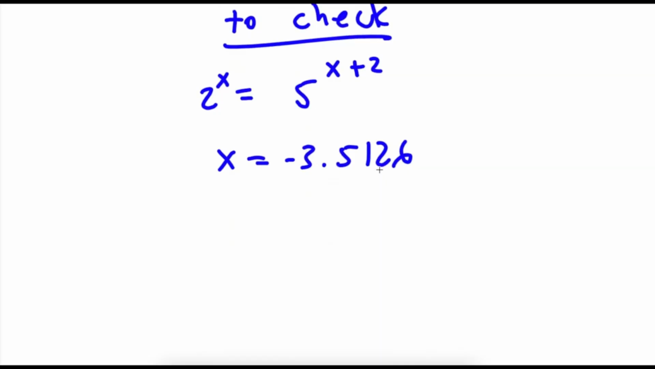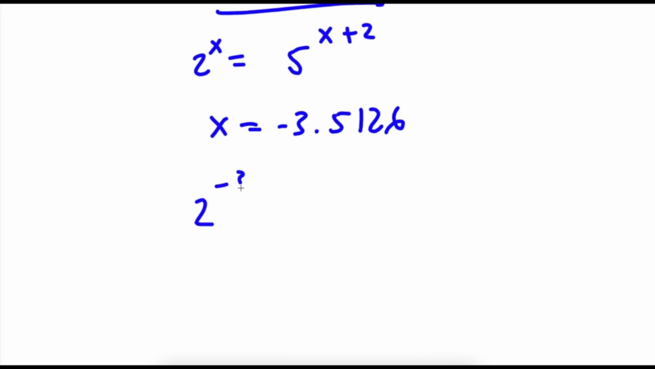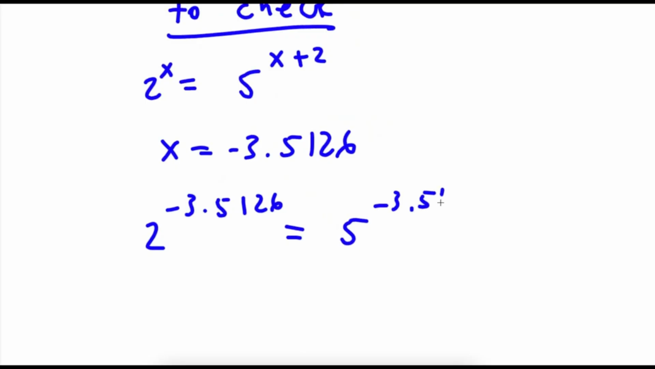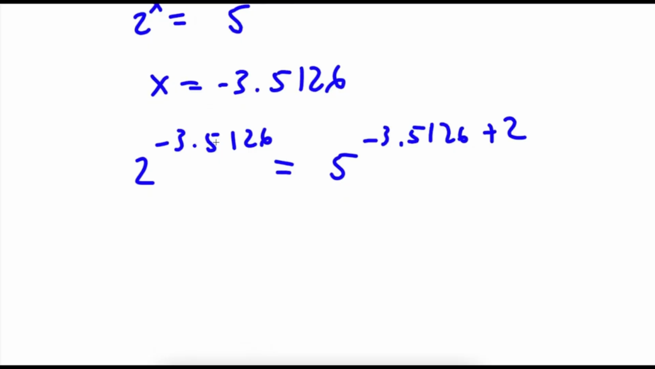So now I'm going to plug the value of x into our original equation. So now I have 2 to the power of negative 3.5126 is equal to 5 to the power of x plus 2, so 5 to the power of negative 3.5126 plus 2. Now, 2 to the power of negative 3.5126 is equal to 0.0876. And now 5 to the power of negative 3.5126 plus 2 is equal to 5 to the power of negative 1.5126.